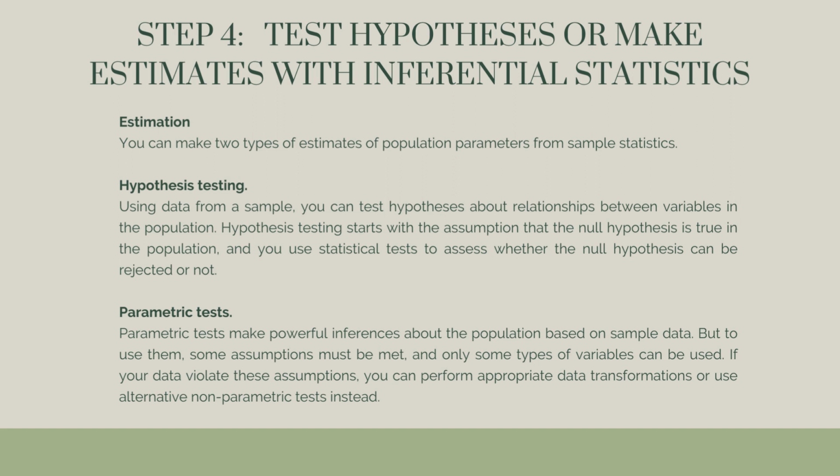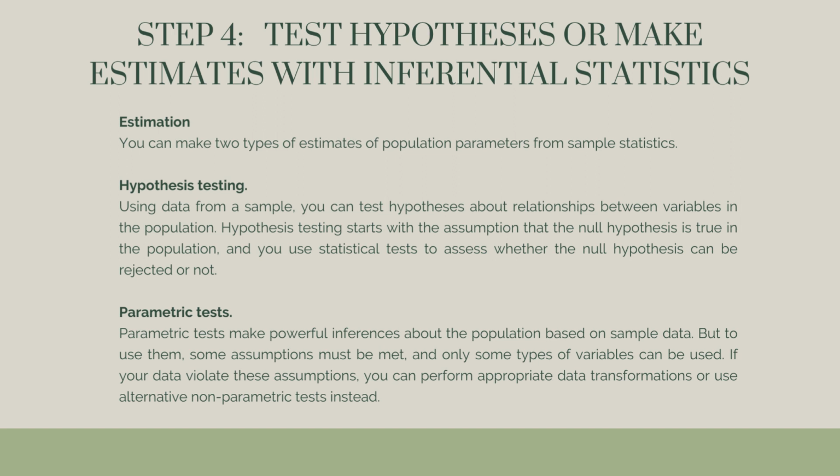A regression models the extent to which changes in a predictor variable result in changes in an outcome variable. A simple linear regression includes one predictor variable and one outcome variable. A multiple linear regression includes two or more predictor variables and one outcome variable.